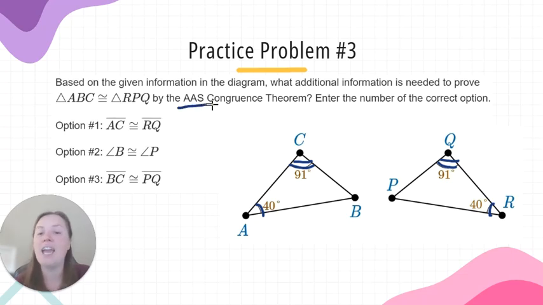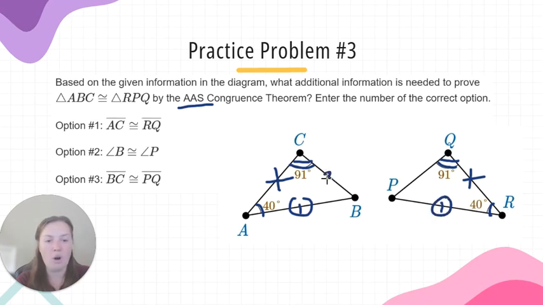We are working with angle side. So we do not want the included angle between them. We specifically want a non-included angle. That means that the sides that we want to show are congruent are either AB, which is RP here, or we want CB, which is QP on our other triangle. We want one of the other ones.